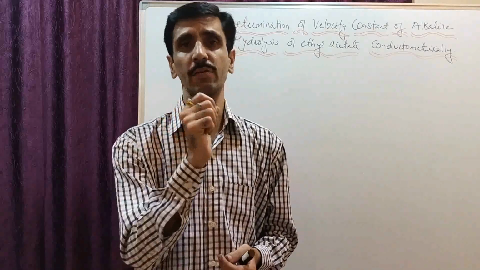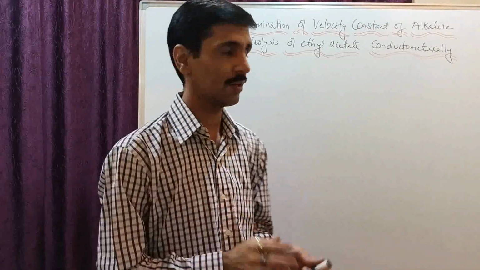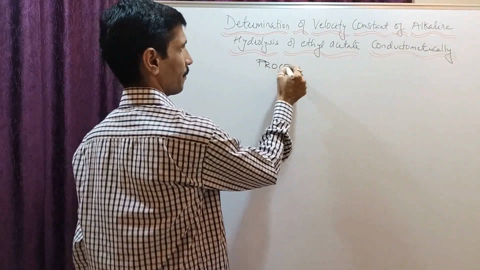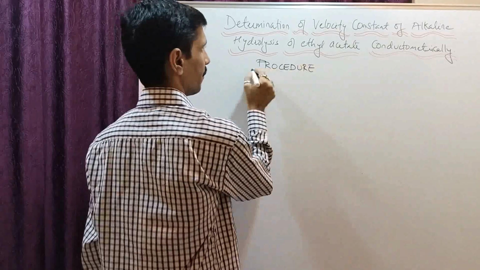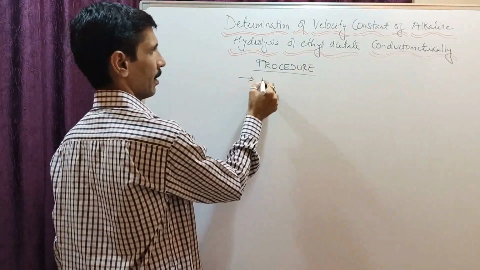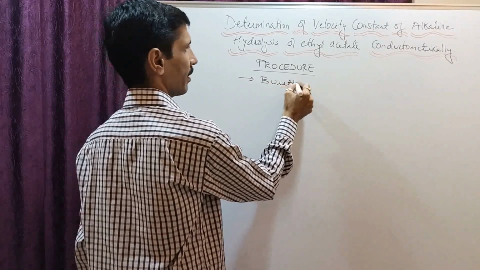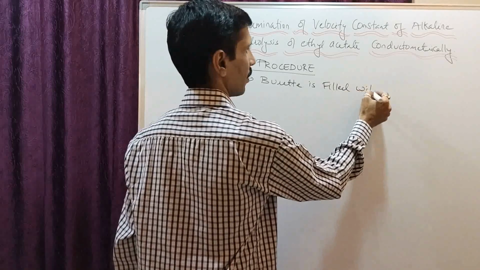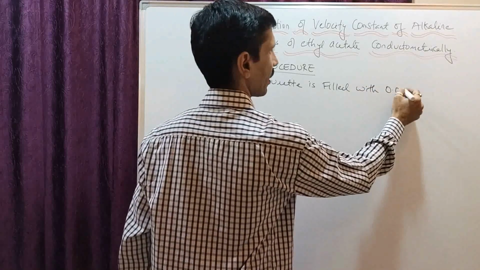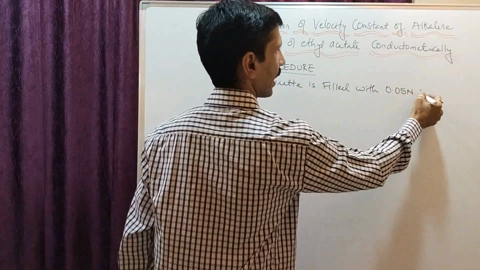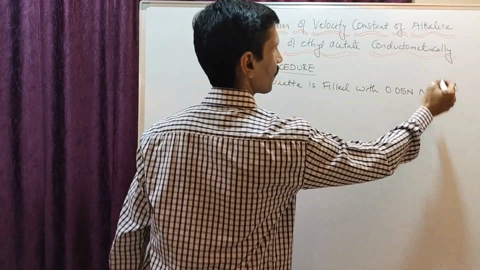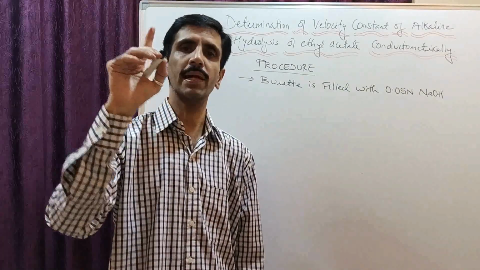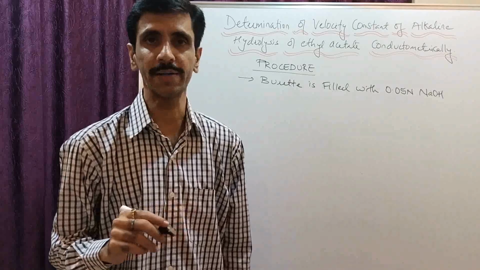Okay, so we begin with step number 1 in the procedure part. The first step: the burette is filled with 0.05 normal NaOH. Okay, the burette is filled with what? 0.05 normal NaOH. That's point number 1.